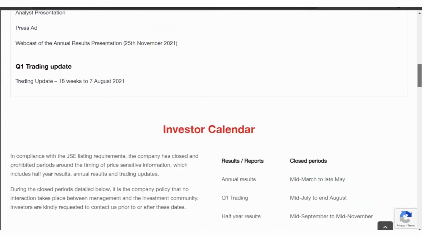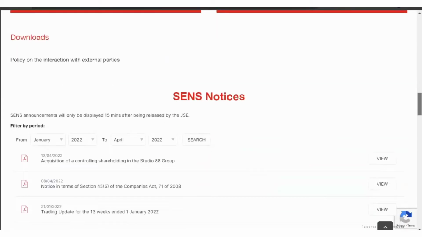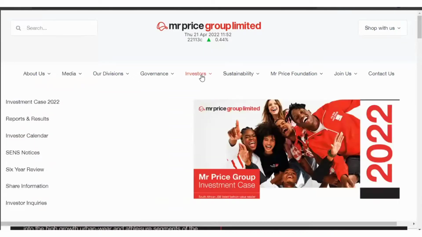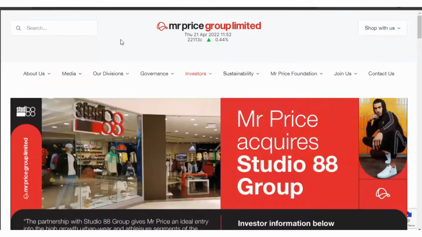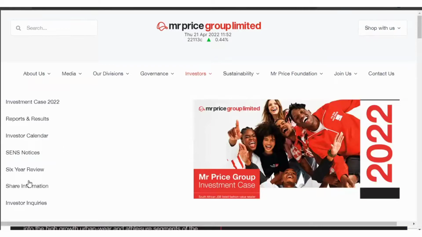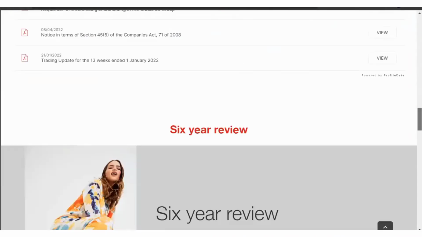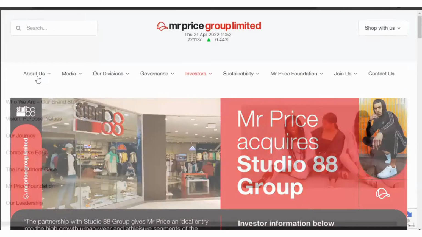So we'd use a whole lot of the reports that are found on the website. Every company that's listed has something called an investor relations portal. And for Mr Price, you just go to mrpricegroup.com and click on investors and you'll get a whole lot of information. One of the important things you should do whenever you invest in a company is to do this, but also learn about the company.